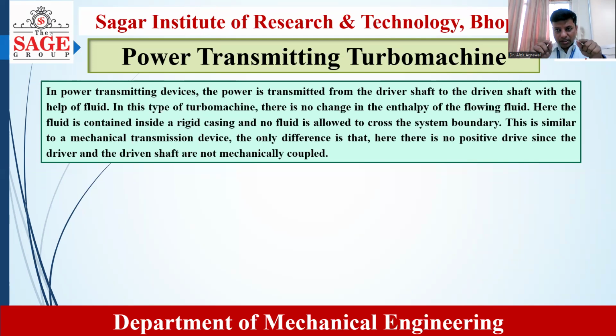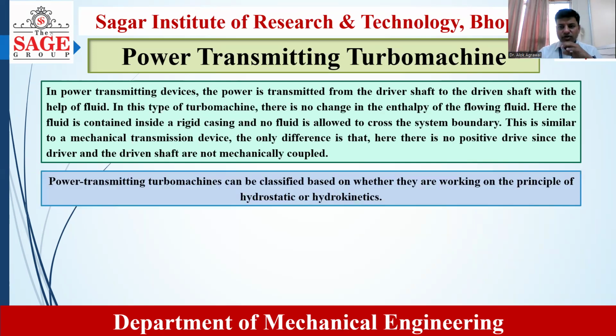What is happening here? The whole system is in a rigid boundary and the working fluid is not allowed to cross the system boundary. This is very similar to a mechanical transmission device, and the only difference is that it has no positive drive since the driven and driver shafts are not mechanically coupled. So in the last video, we have seen fluid coupling. In this video, we will be discussing the torque converter.